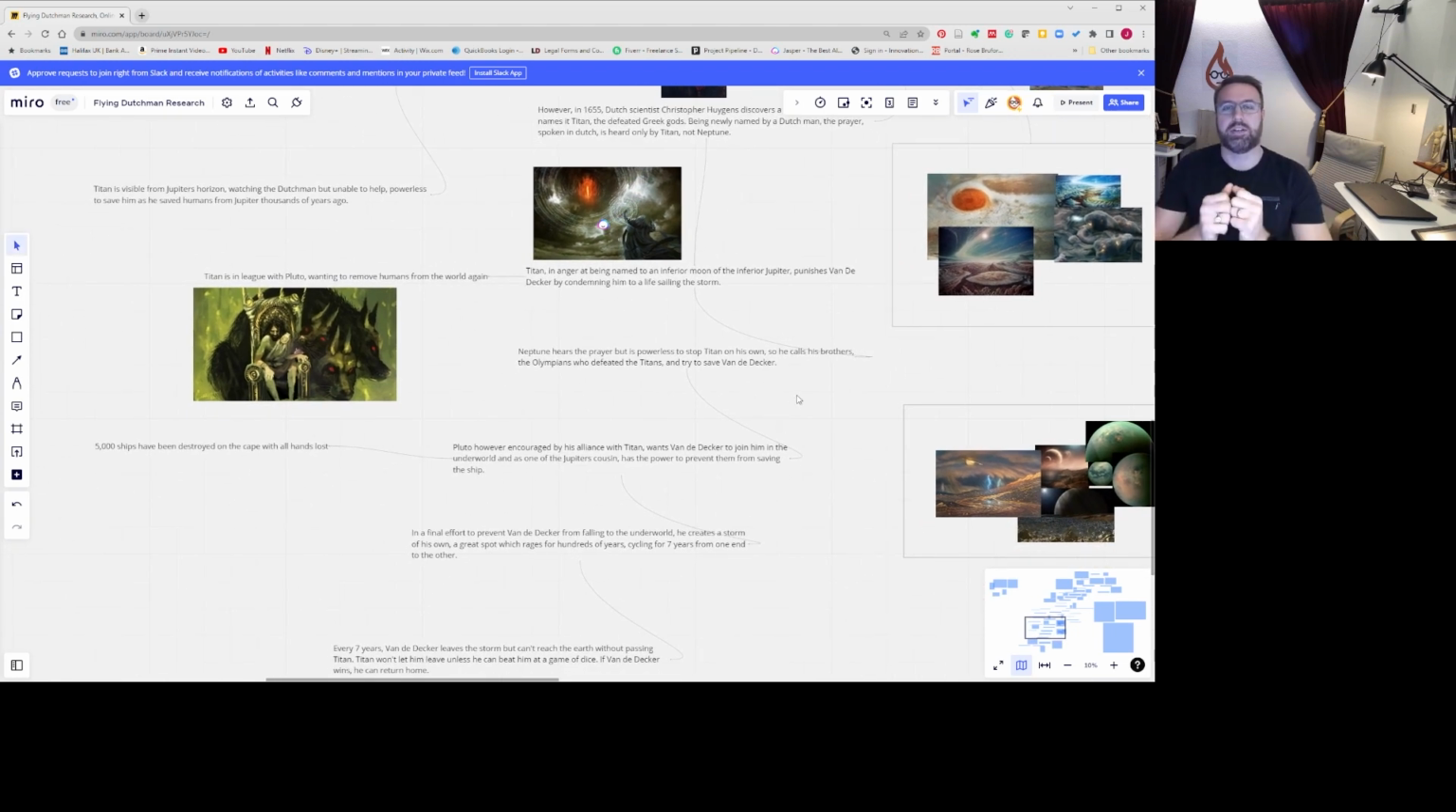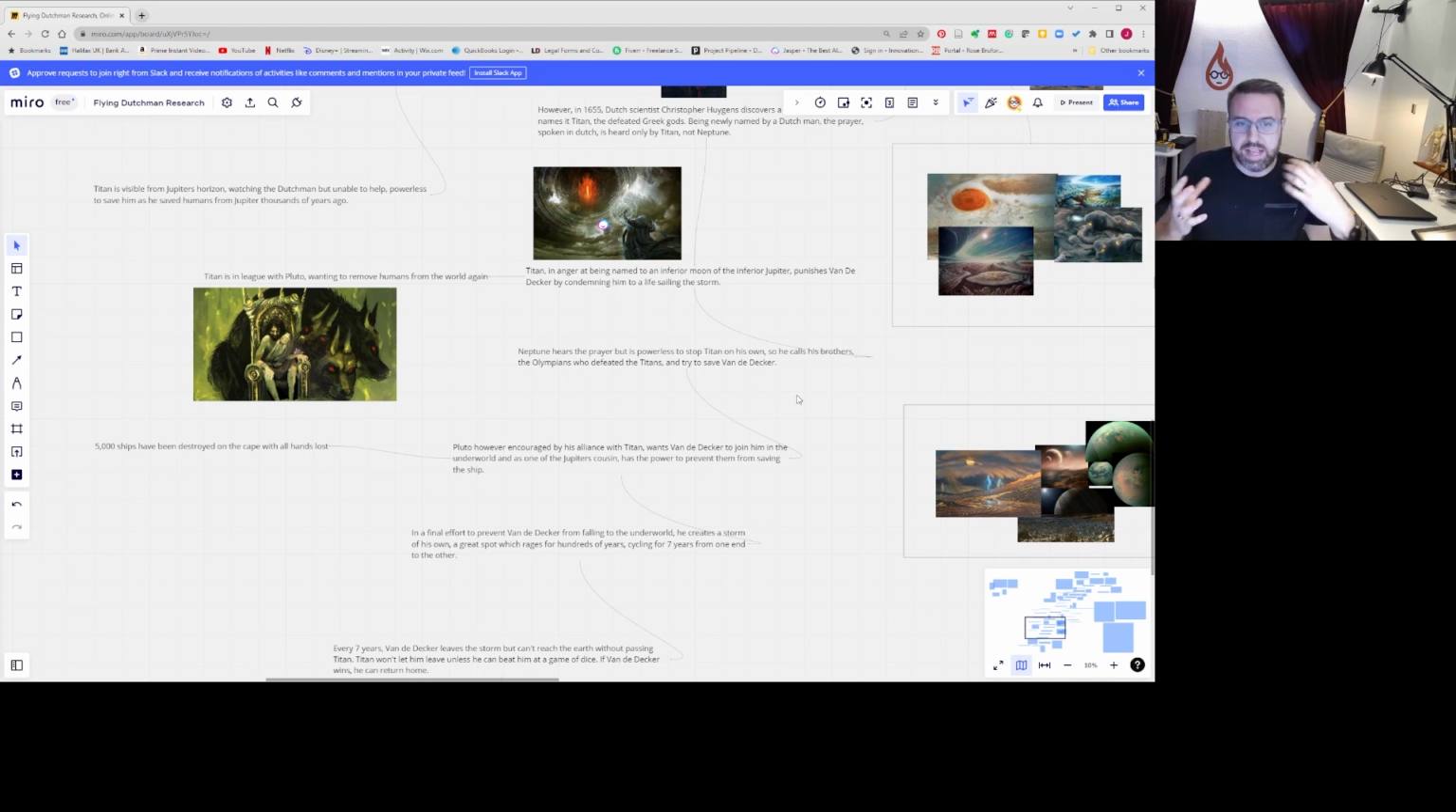Neptune steps in, however. He wants to save Van der Decker. He wants to stop the Book of Judgment, because that was the battle they fought. They fought to save humanity, and if Titan succeeds in getting the Book of Judgment to Pluto, he will destroy humankind. So Neptune calls on his brother Jupiter to help. They are all aligned, like Pluto and Jupiter are cousins, so they need to work together.